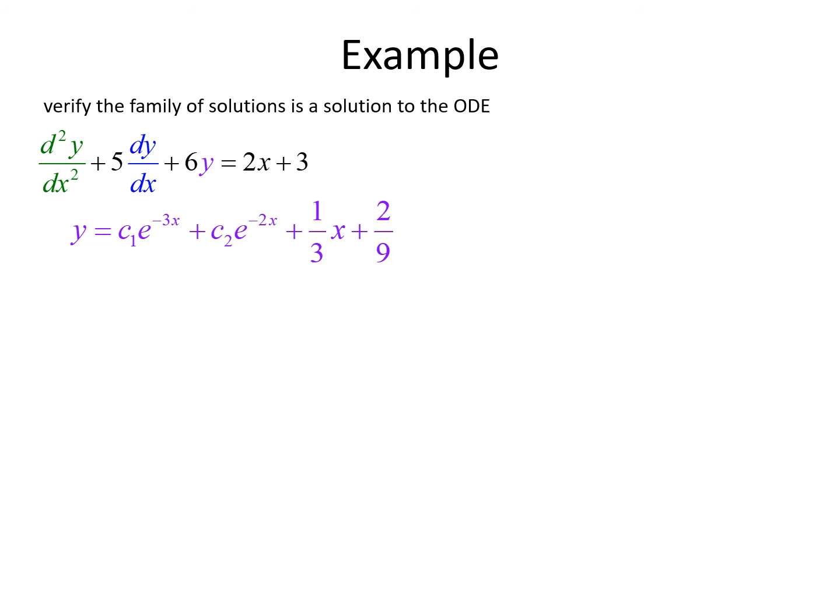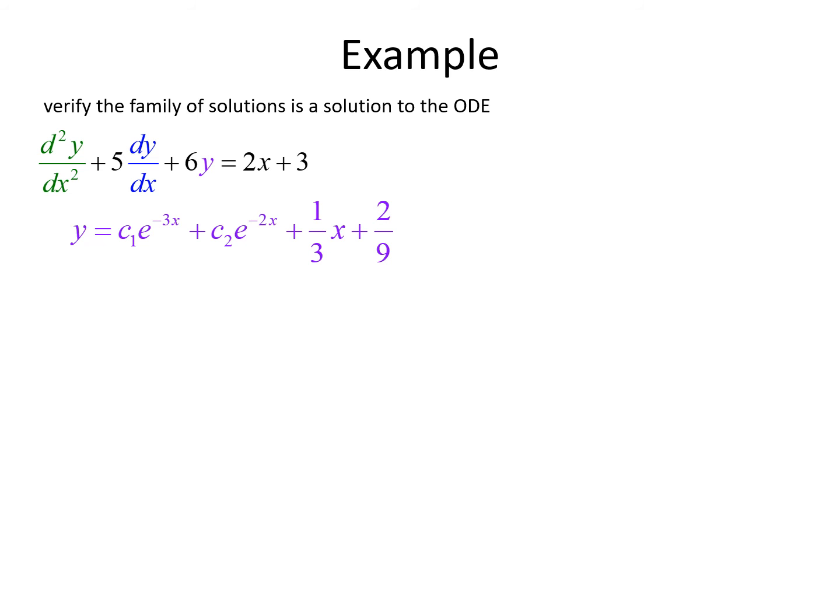Okay, so for example, we want to verify that this family of solutions is a solution to the ODE. So the second derivative of y with respect to x plus 5 dy dx plus 6y is equal to 2x plus 3. And the solution they give us is y equals c1 e to the negative 3x plus c2 e to the negative 2x plus 1/3 x plus 2/9. Notice our solution has arbitrary constants, c1 and c2, and so we can generate an infinite number of particular solutions by varying the values of c1 and c2. But for this problem, what they're asking us to do is verify this family.